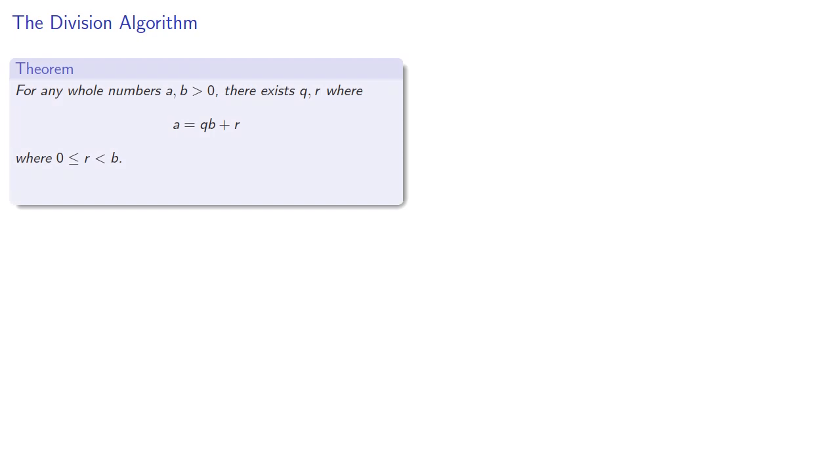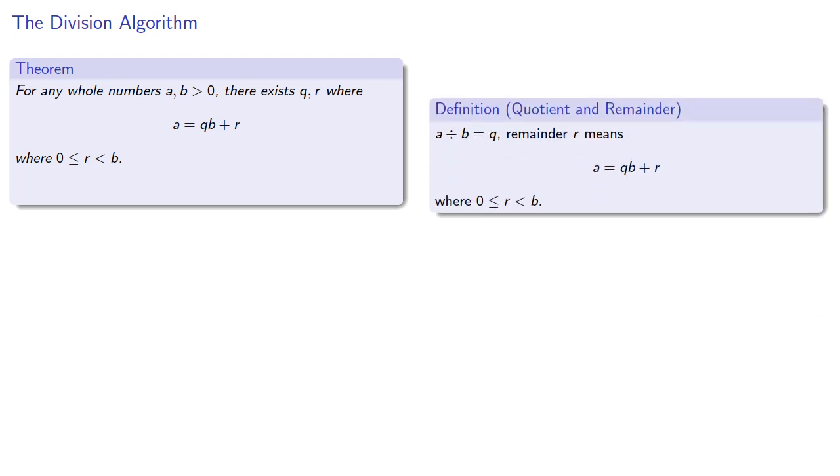Consequently, this gives us a theorem. For any whole numbers a and b greater than 0, there exists q and r, where a equals qb plus r, with r between 0 and b. And if we tie in our definition, this is the equivalent to the statement that a divided by b is q with remainder r. In other words, any two whole numbers can be divided, leaving us with a remainder.